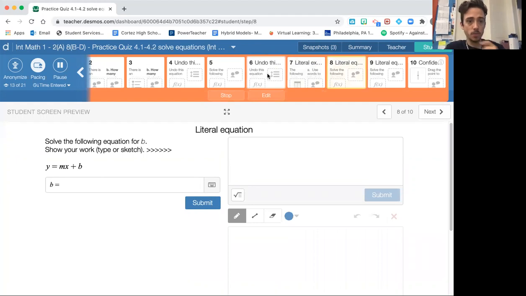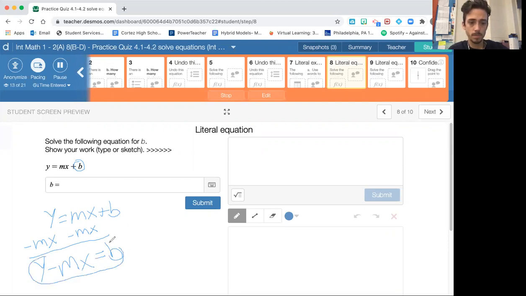Literal equation solving for B. B is right here on its own. MX is holding us back. MX is positive, so just deduct it. You don't see any like terms here. You're not working with another MX term, so just write Y minus MX equals B. Call it a day. Done. Only took 1 step. You should be well versed if you were going to have to solve for M or X though, so be careful there.